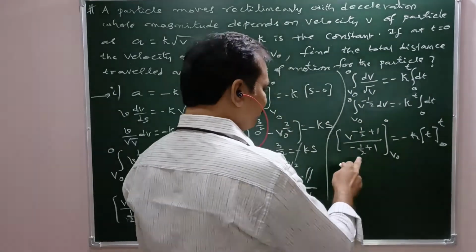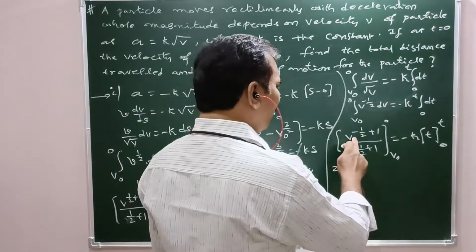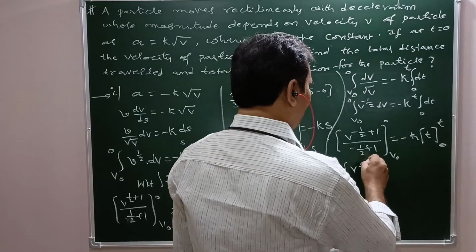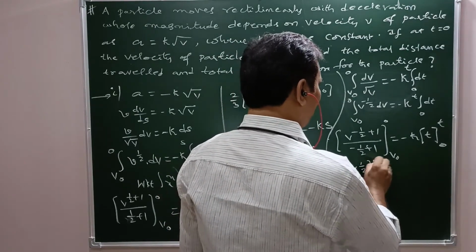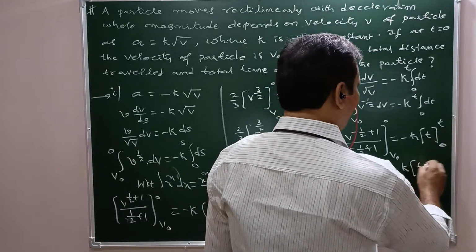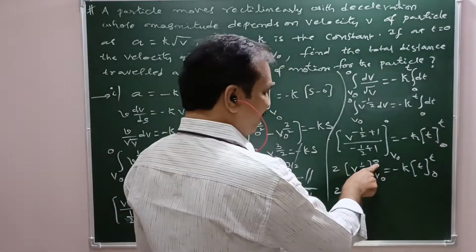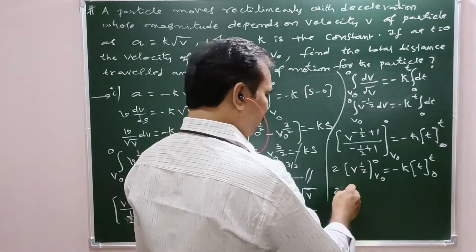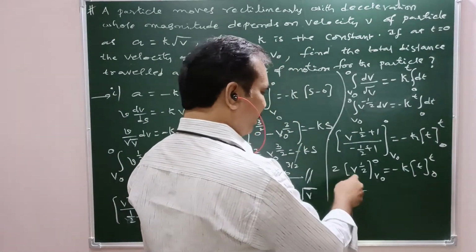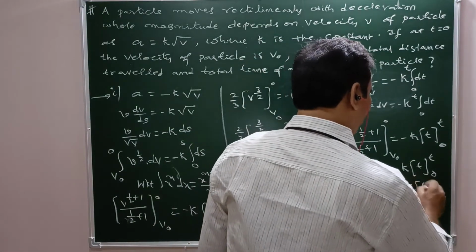Now minus half plus 1 means half, and 1 by half means 2. So 2 into v power minus half plus 1, which means v power half. That is 2 into v power half, limits v0 to 0, equal to minus k into t, limits 0 to t. Next step, 2 into, now what is the upper limit? 0. So instead of v, take 0, that is 0 power half means 0, minus take v0 instead of v, that is v0 power half. That equals minus k into t minus 0, upper limit minus lower limit.